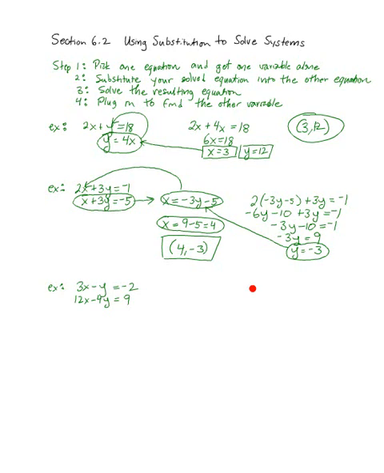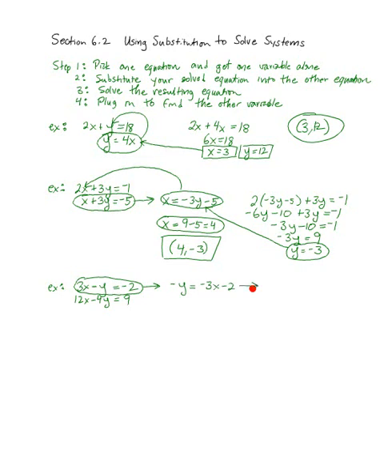Okay, again, I start by looking for the easy one. And what do I mean by the easy one? I'm looking for a letter where the number in front of it is a 1 or a negative 1. I see that in this first equation here. My y just has a negative in front of it. So I'm going to take this equation and I'm going to get y all by itself. So I subtract 3x: minus y is minus 3x minus 2.